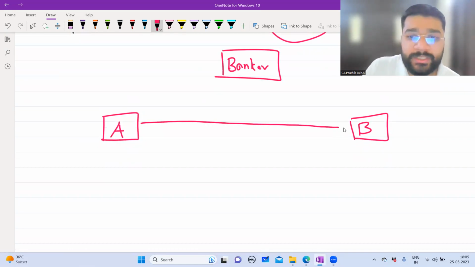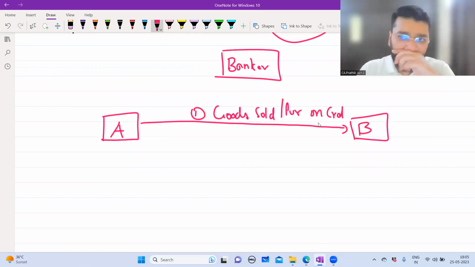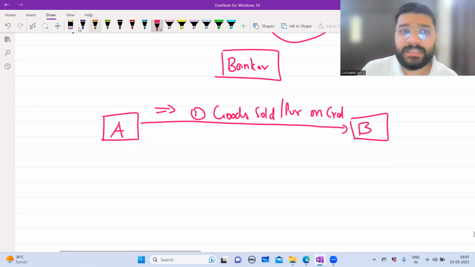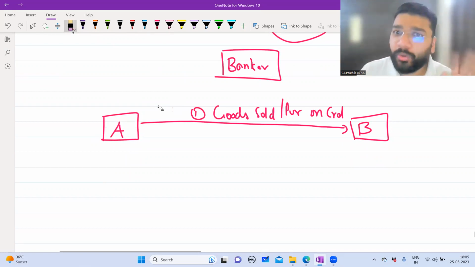So the first transaction: goods sold by A, purchased on credit by B. This theoretical wording I'm doing is only for rough knowledge. When you do it in the exam, you don't have to write such a big description. Just roughly for your knowledge, don't write it too big. In shortcut, if you can draw this diagram, do it.